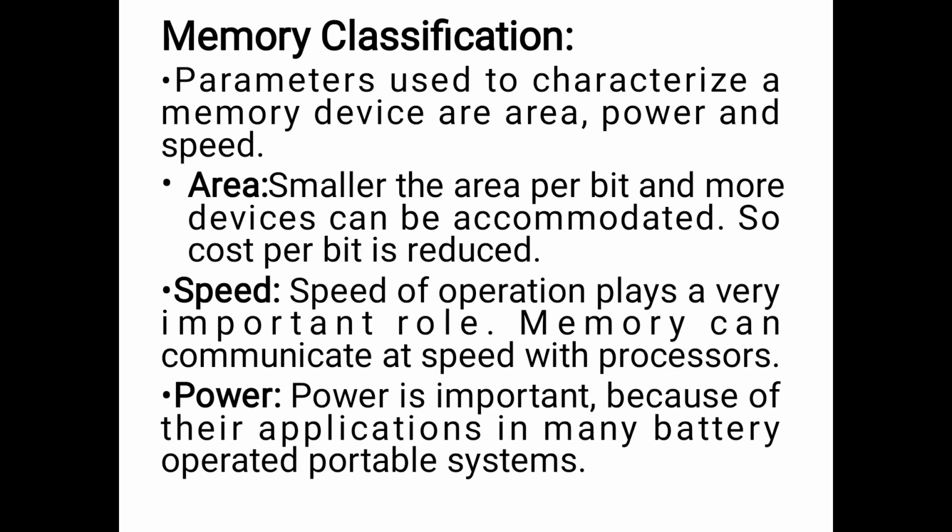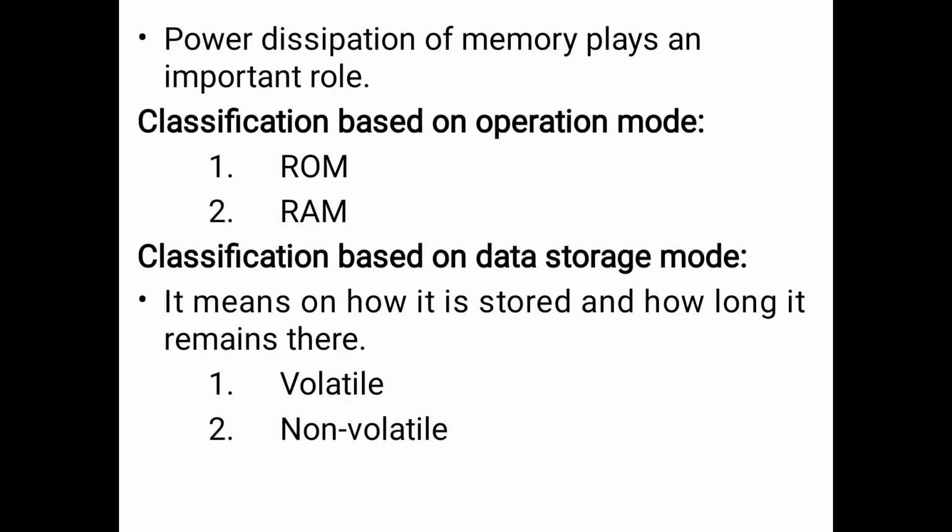Memory classification. Parameters that are used to characterize a memory device are area, power and speed. Smaller the area per bit and more devices accommodated within the area is found to be cost efficient. The speed of operation also plays an important role with respect to memory, and power is important because of their applications in many battery operated portable systems. Power dissipation of memory plays an important role here.